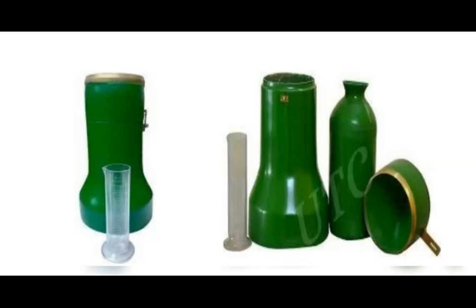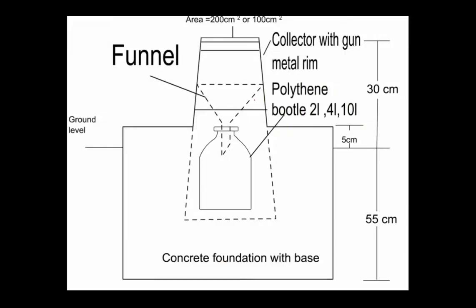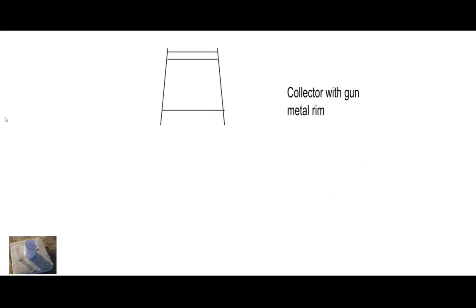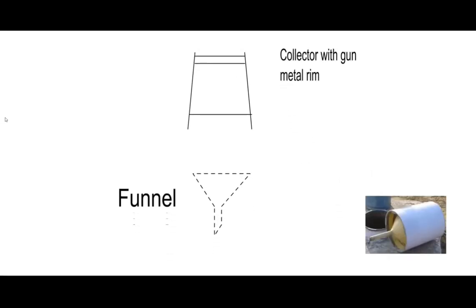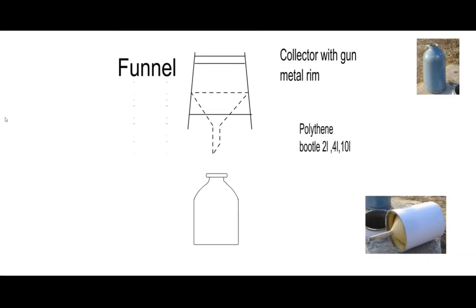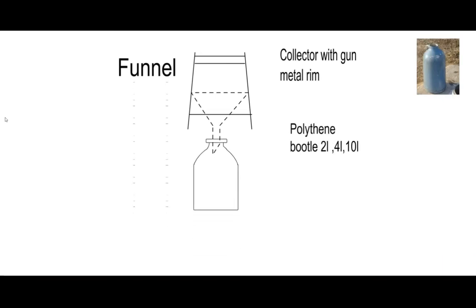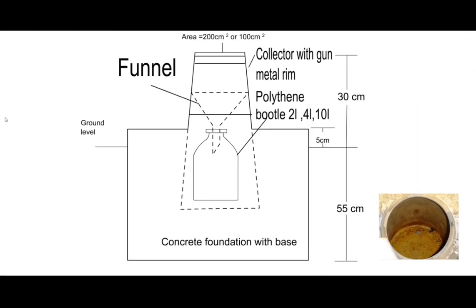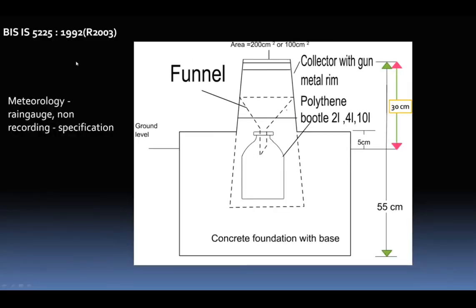In the figure, we can see the Symons rain gauge, which is a non-recording type of rain gauge. Let's study the parts of the non-recording rain gauge. It consists of a collector and a funnel with a polythene bottle. The polythene bottle can be 2 liters, 4 liters or 10 liters. There is a concrete foundation base and the dimensions are as shown here. These dimensions are as per IS 5225 1992, reaffirmed in 2003.